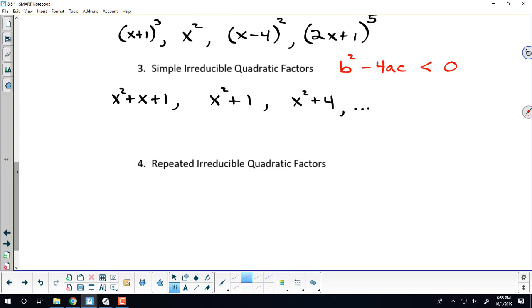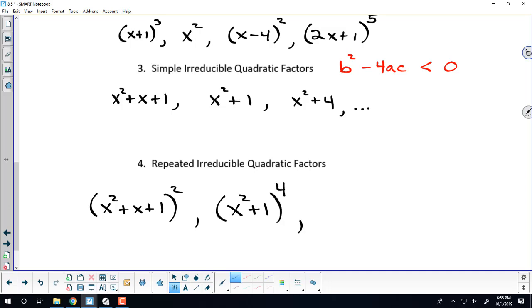And then repeated irreducible quadratics are just these things repeated. So like x squared plus x plus 1 squared, x squared plus 1 to the 4th, and so on.